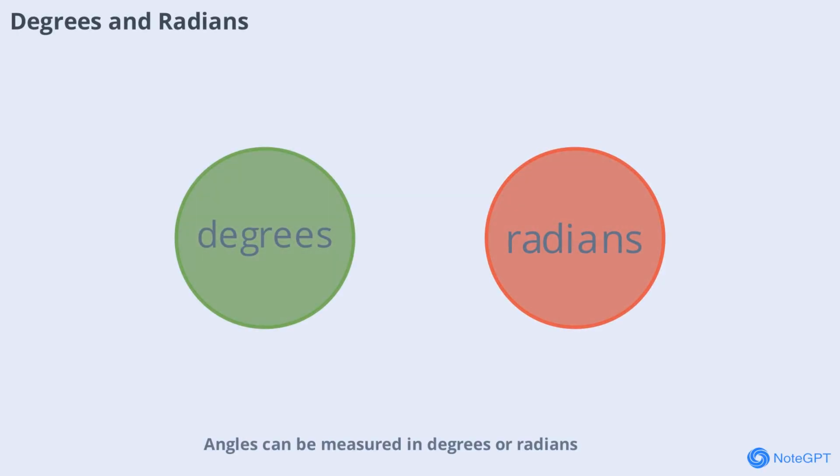Angles can be measured in degrees or radians. A full circle is 360 degrees or 2 pi radians. Most basic trigonometry problems use degrees, but radians are common in higher mathematics and physics.